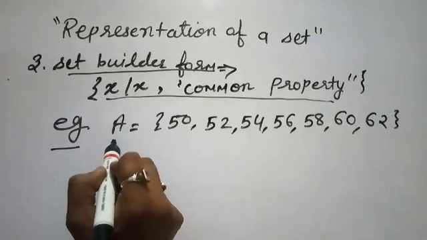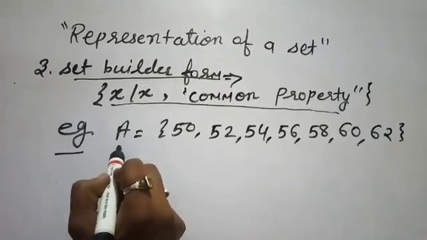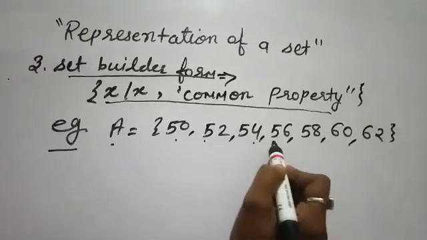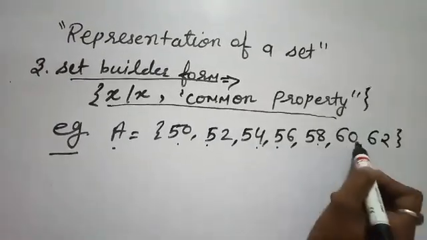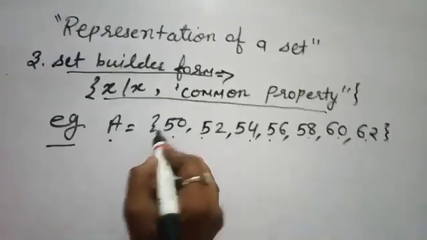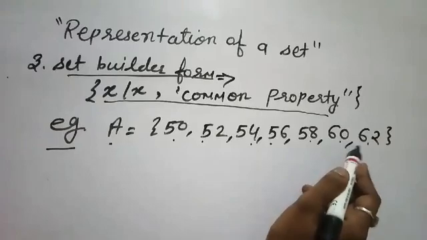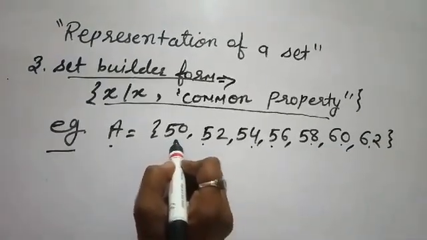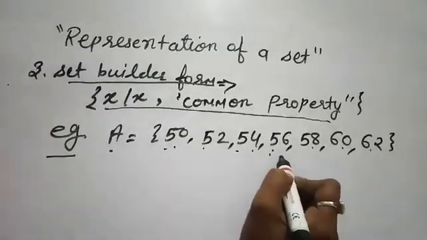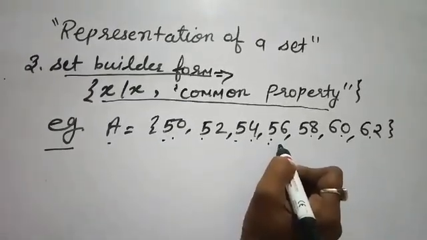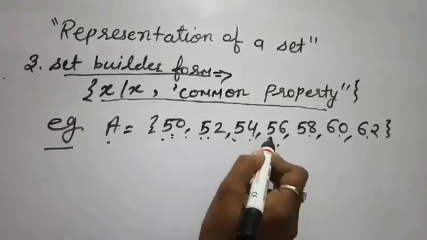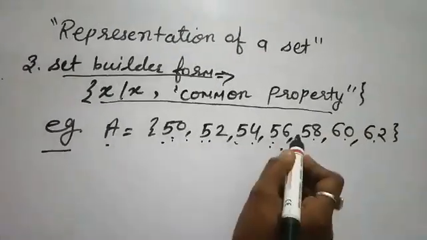Set A has the elements 50, 52, 54, 56, 58, 60, then 62. When we see the elements of set A, you can identify in which form it is written: the roster form. How can we identify? See, each element is separated by a comma, and all the elements are listed.